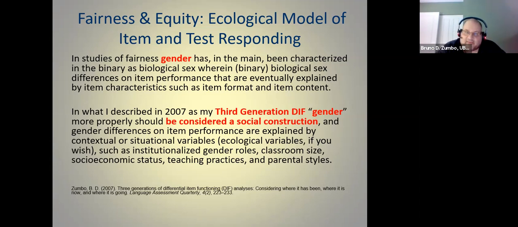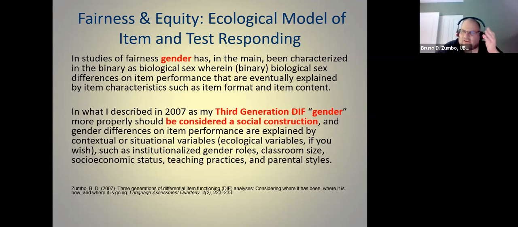Gender DIF and gender bias have been an important area of study, but gender has been characterized in the binary as biological sex, male-female differences on test performance. What I described in 2007 as my third generation DIF is that gender per se should more properly be considered a social construction, and gender differences in item performance are explained by contextual or situational variables, ecological variables if you wish, such as institutionalized gender roles, classroom sizes, socioeconomic status, teaching practices, parenting styles, the identity of a test taker, and the identity in many cases of a teacher, if you're looking at an educational context, and the interactions thereof.